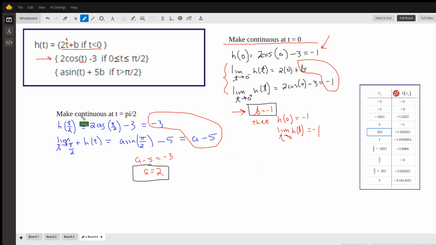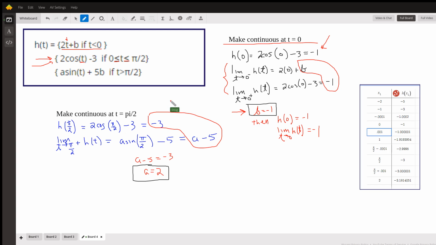To make the function continuous at t equals pi over 2, we want to first prove that the function exists at pi over 2, which means we'll still use this rule right here, for t equal to pi over 2. 2 cosine of pi over 2, cosine of pi over 2 is 0. 2 times 0 is 0. 0 minus 3 is negative 3.